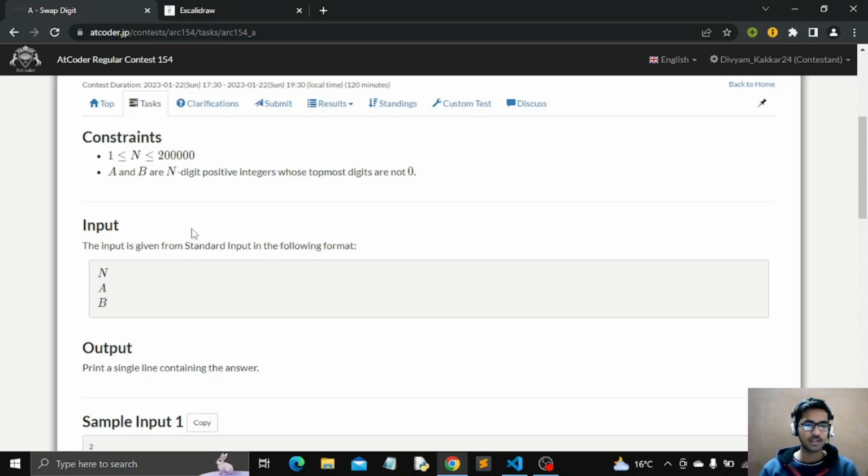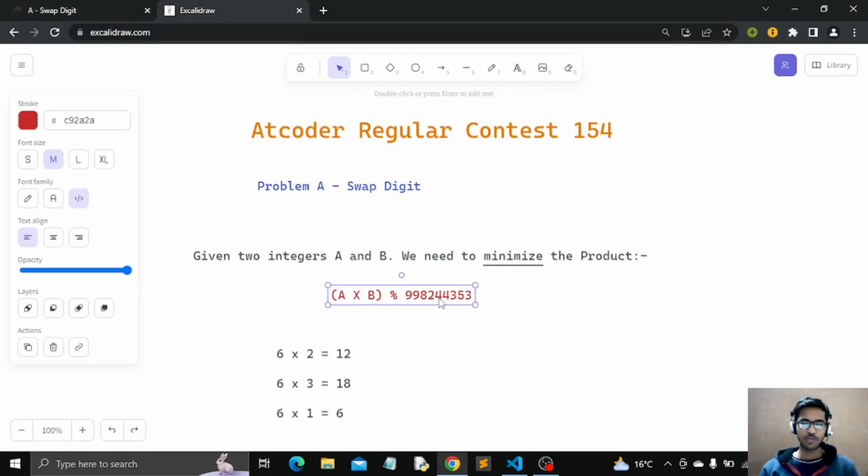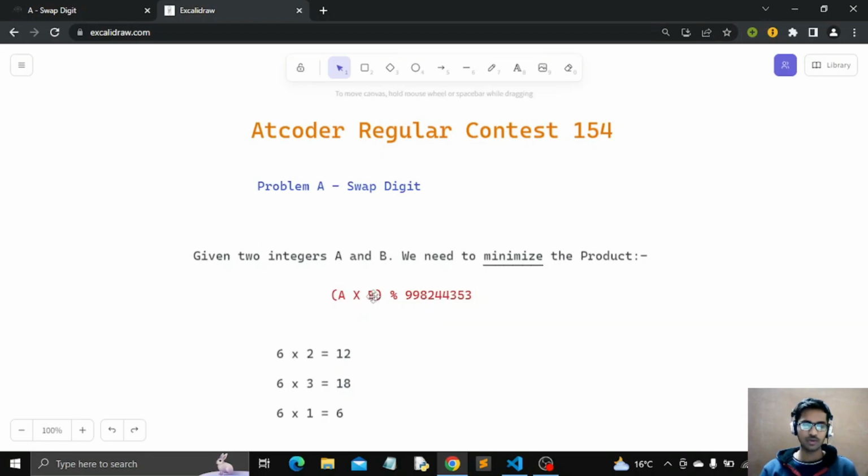Now let us see the approach to solve this problem. Basically we need to minimize this product mod this number. In order to minimize the product, we can perform the given operation. The operation is simply that we can select any position and swap the digits of the two integers at that position. We can perform this operation any number of times.